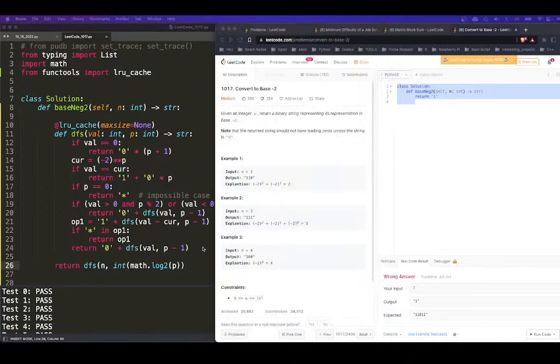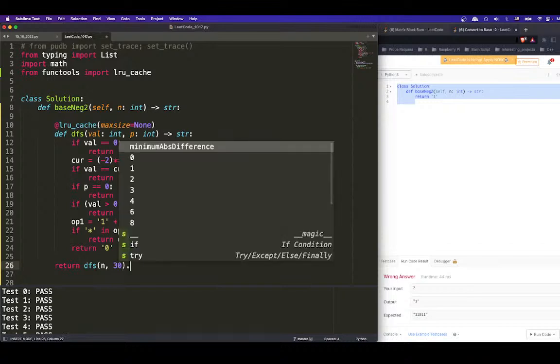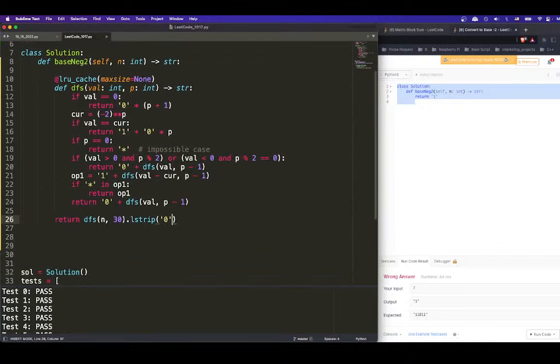I mean, what we can do is just go to the maximum value, right? What's the maximum value we can do? 30, right? 2 to the 30. 1, 2, 3, 4, 5, 6, 7, 8, 9, 10. Yeah, 2 to the 30. We go 30 is the largest value. And then we just go dot lstrip all the zeros.